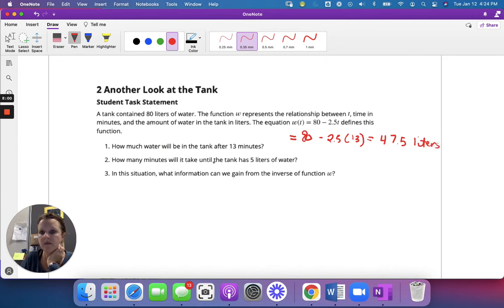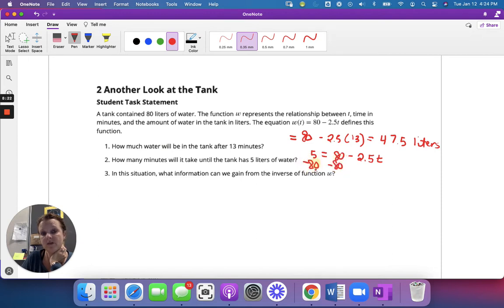How many minutes will it take until the tank has 5 liters of water? All right, so when the tank has 5 liters of water, even though it started out with 80, how much time does it take? When I wanted to know when the tank was empty, this is what I did. Okay, so now I'm going to solve for t.